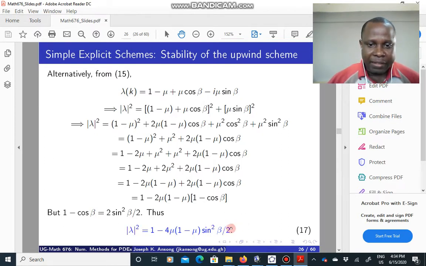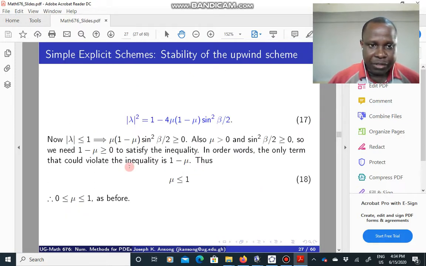So if this is less than or equal to 1, then we can manipulate and get a resulting expression. If it's less than or equal to 1, then of course you can also show from the right hand side that mu times (1 minus mu) times sine squared beta over 2 has to be greater than or equal to 0. Good. Now we know that this is a positive quantity. It has to be greater or equal to 0. This is greater or equal to 0. So those are fine. The only thing that can change this sign is this quantity 1 minus mu.